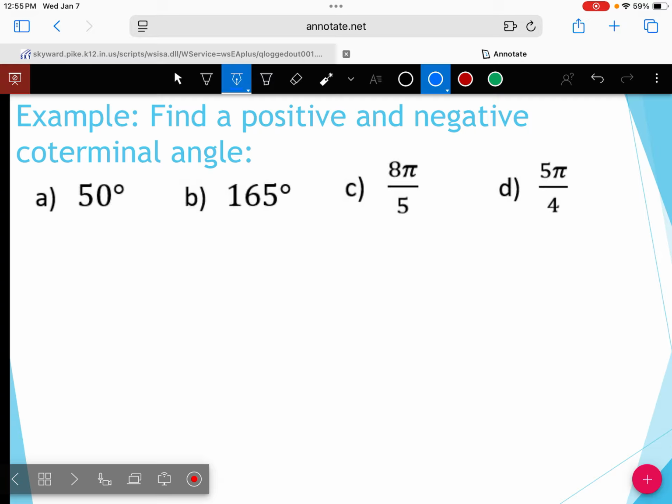I'll give you a second to think about it. Don't show me yet. Think about it. Is it quadrants 1, 2, 3, 4? All right, show me. Where we at? We're in 1.